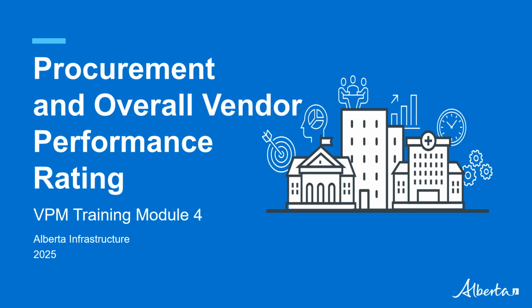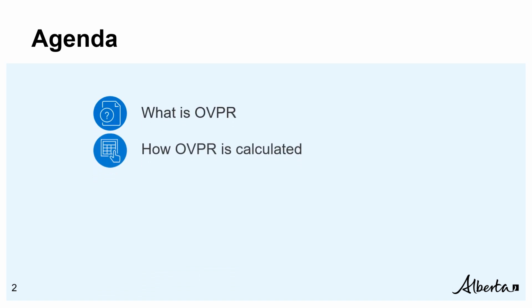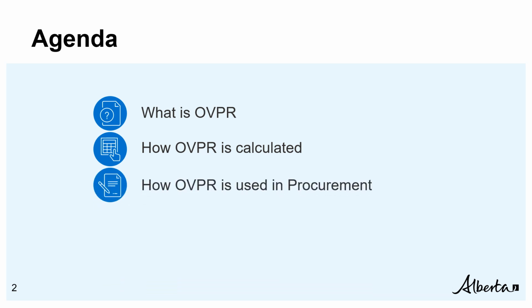Welcome to Vendor Performance Management Training Module 4, Procurement and Overall Vendor Performance Rating, also known as OVPR. This training module will cover the following aspects of the Vendor Performance Management, also called VPM program. What is OVPR? How an OVPR score is calculated? How OVPR is used in procurement? And lastly, the impact to procurement that the VPM program has through OVPR.